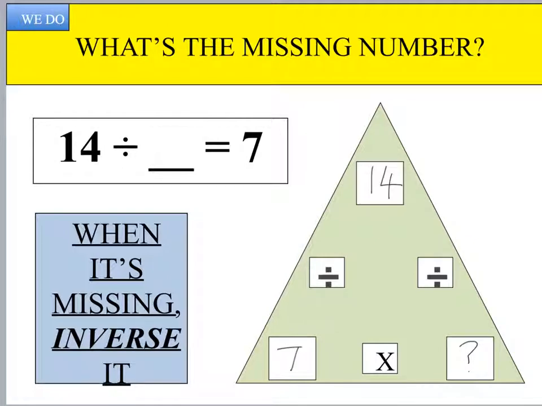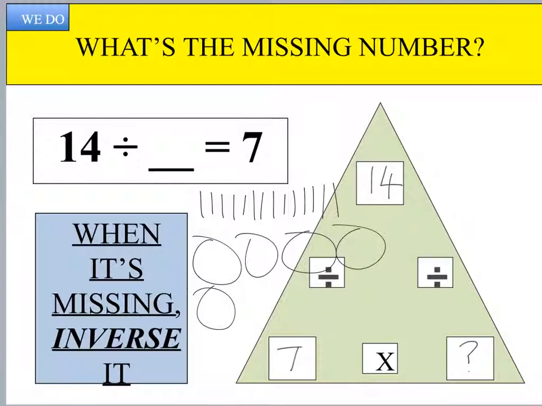This is where, if you need to, you might draw 14. And then you might draw your 7 friends, and you might split them up. 1, 2, 3, 4, 5, 6, 7. And then you might see that 14 divided by 7 will give you 2.